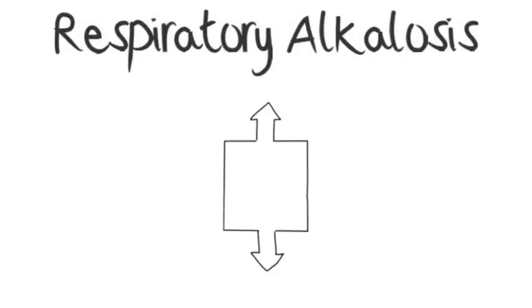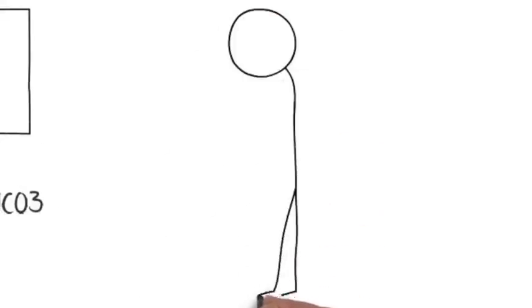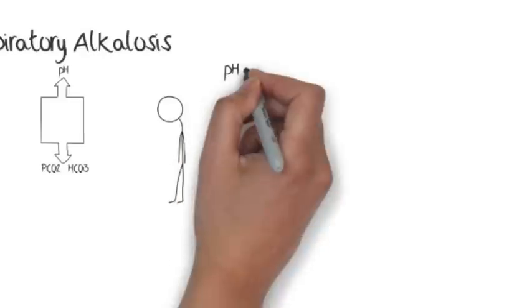Here, first PCO2 goes down, then pH goes up, renal compensation happens, and bicarb goes down as well. Now we will look at an example.